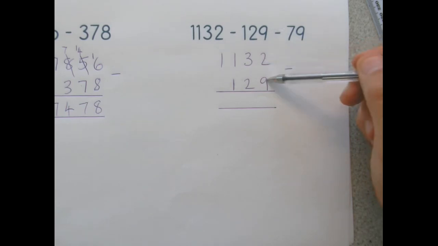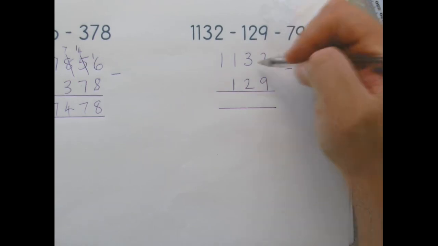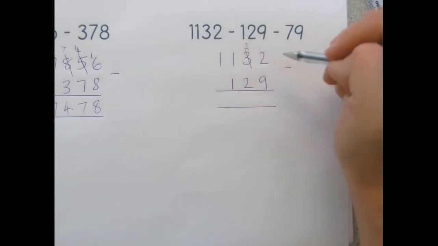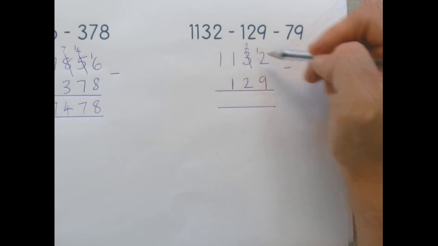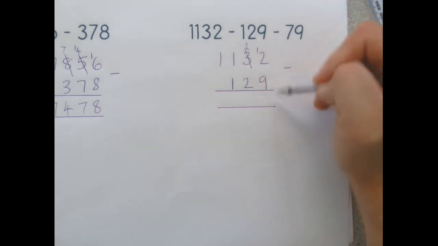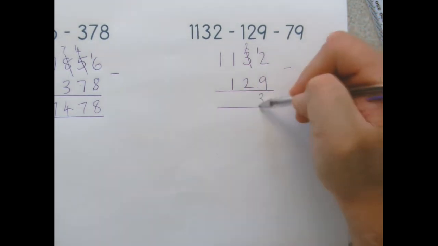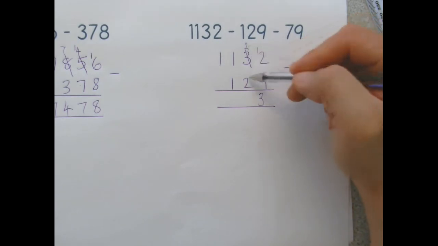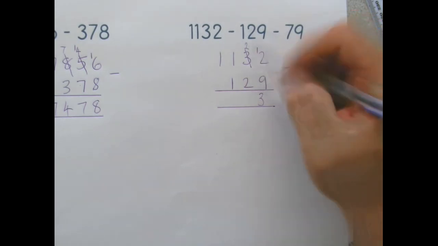So we've got 2 take away 9. Well, of course, we can't take 9 away from 2, so we borrow from the 3. That becomes a 2. The 1 that we borrow, we put here next to the 2. So we've got 12 then take away 9 is 3. Okay. 2 then take away 2 is 0.